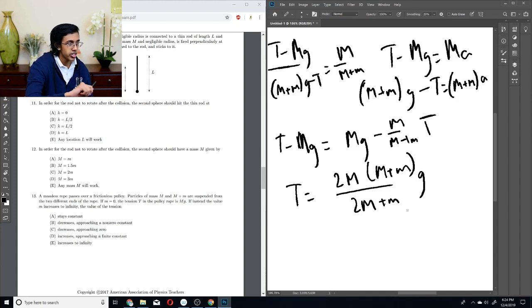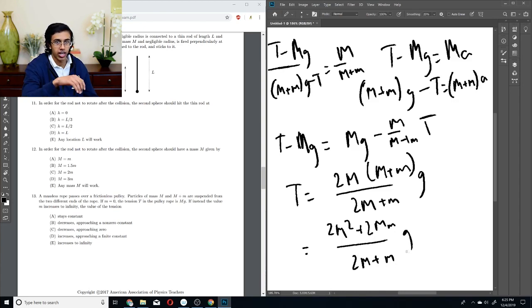But does it increase or decrease is the question. So it's either B or D, right? Because we know that it changes, and we know that it changes to a finite constant. So basically a trick to dealing with things that approach infinity is you basically take the ratio of the coefficients of the variable that's going to infinity. So expanding this out, we basically have 2m squared plus 2mM over 2m plus M. And if we take the ratio of the coefficients of the uppercase M, you basically have 2m over 1, and you get that the answer of what it goes to as it goes to infinity is 2mg.